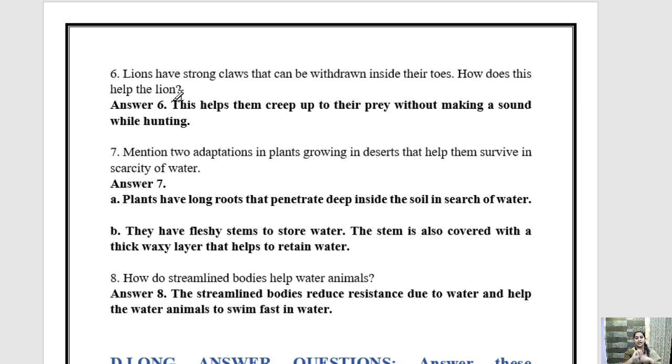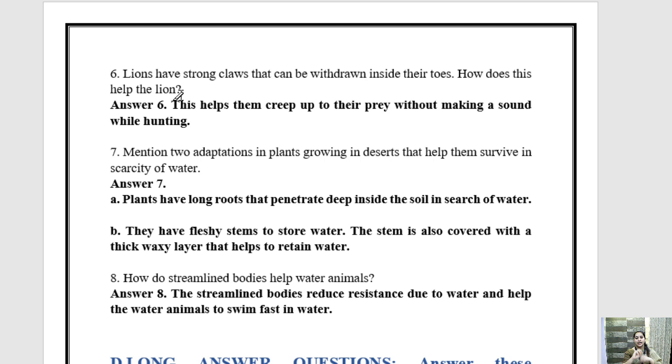So they can walk and creep slowly to catch the prey, to hunt for prey. To hunt the prey, they can go slowly, slowly, without making any noise, so that the prey does not hear the sound, and they go and eat it. So what is the answer here? This helps them creep up to their prey without making a sound while hunting. So are you getting my point, kids? Yes. So this is answer number 6.